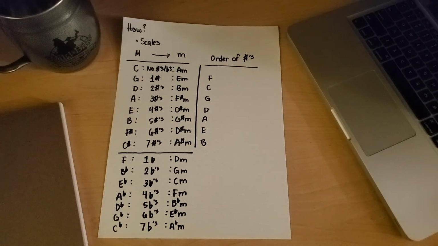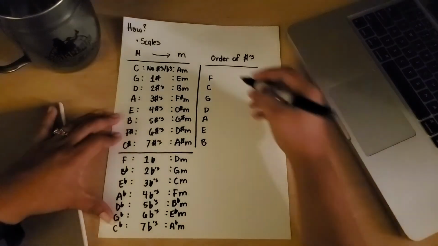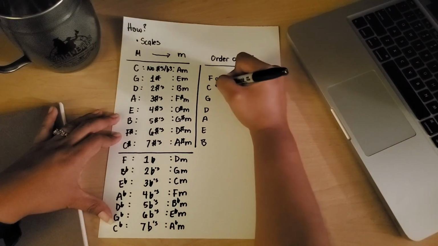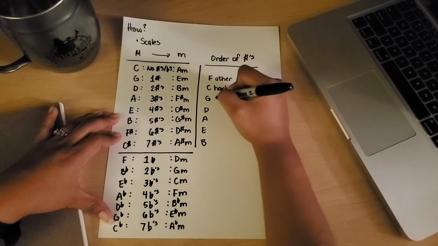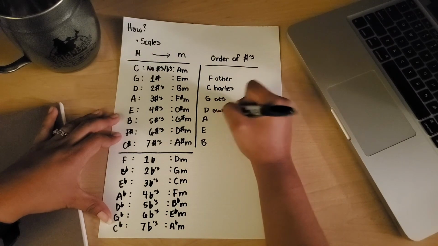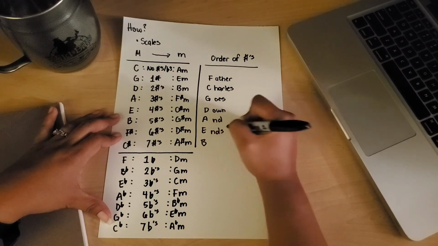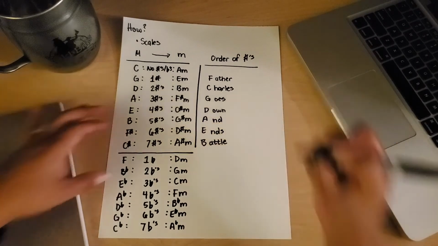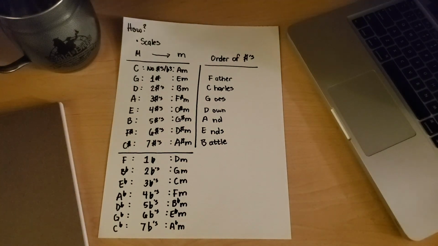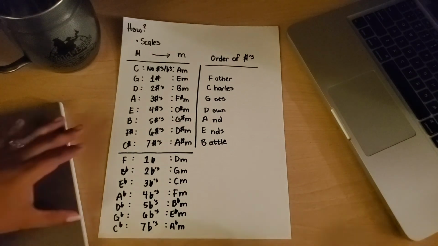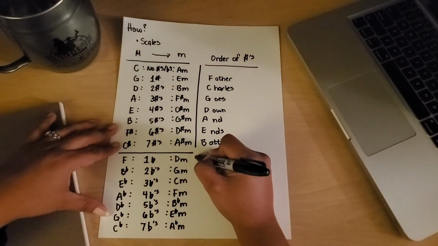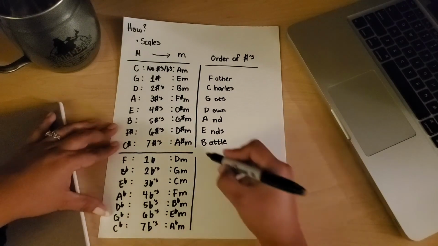An easy way to remember how to place them in order is with another phrase, just like when we were memorizing the lines and spaces, except this one is fairly similar. So this one is Father Charles Goes Down And Ends Battle, and that would be the way that you can recall and remember the order of sharps in their place. Father Charles Goes Down And Ends Battle.